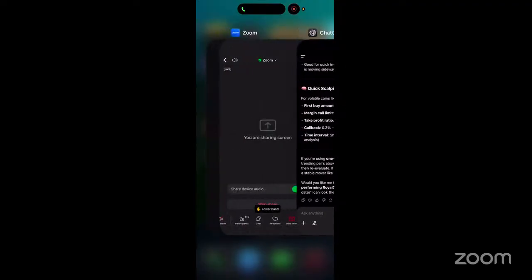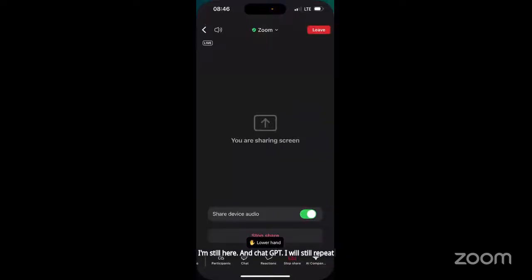Are we able to copy? Have you understood? Scalping is getting in and getting out. It is a way of making sure that you get out of the trade as fast as possible. Someone is asking, can I trade BTC with my $50? Come still here on ChatGPT. I'll still repeat this lesson at 2 p.m.